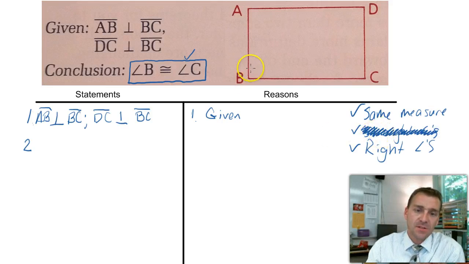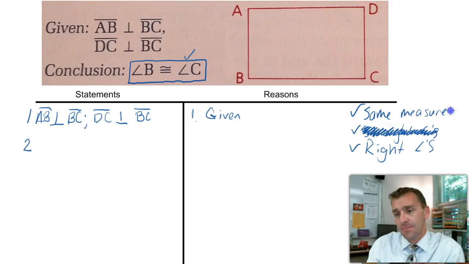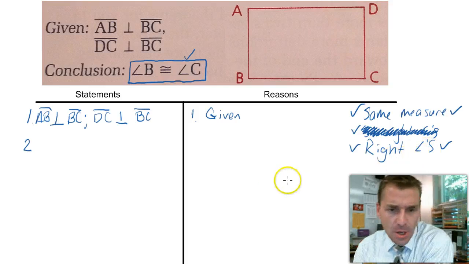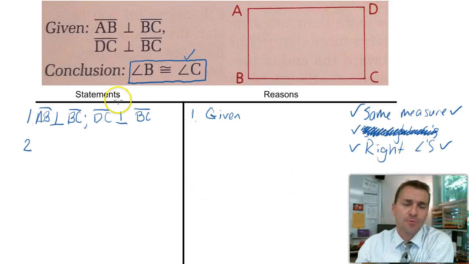Now, can I look at this and say, oh, that's definitely a right angle? No, I can't assume that. I cannot do that. So maybe I can show that they're the same measure, or maybe I can show B and C are right angles. Wait a minute. Do I know anything else, any symbols or any other known facts that's going to help me lead to one of these 2?